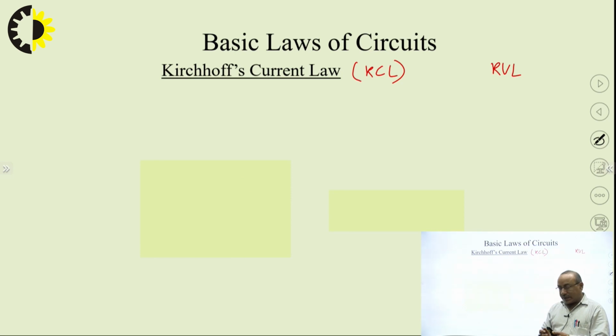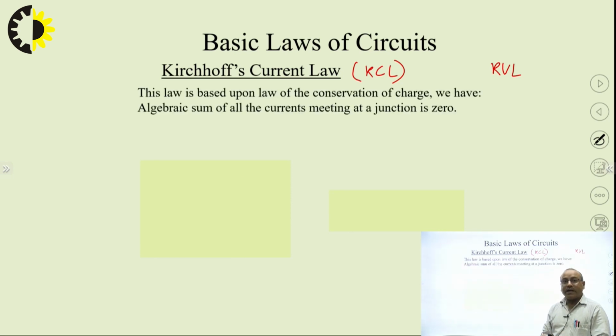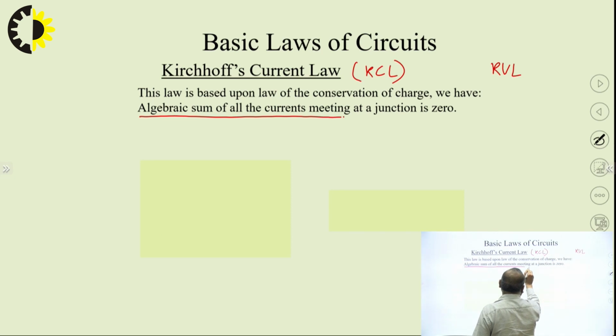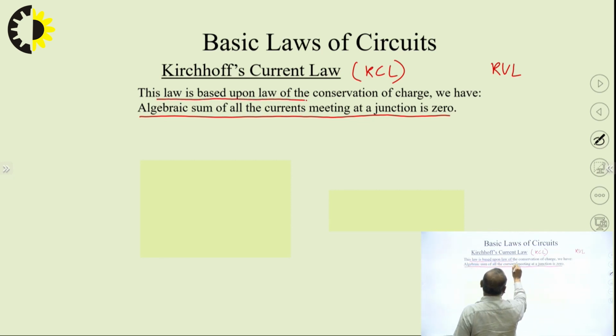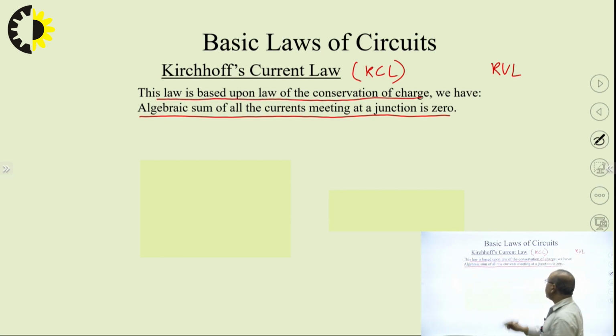What is KCL, Kirchhoff's current law? The statement is that the algebraic sum of all the currents meeting at a junction is 0. This is the statement of KCL. Now, what is a node? A node means a junction point. Another important thing is that KCL is based upon the law of conservation of charge. That means charge is conserved in the circuit at any junction point or node.